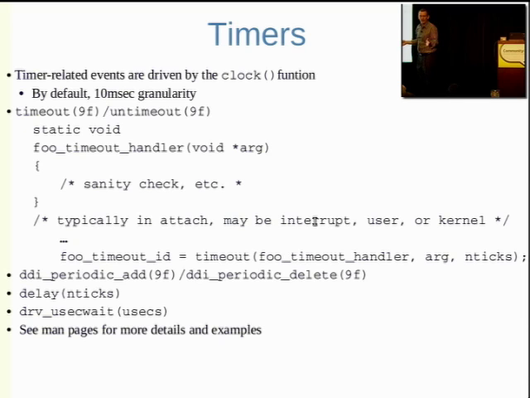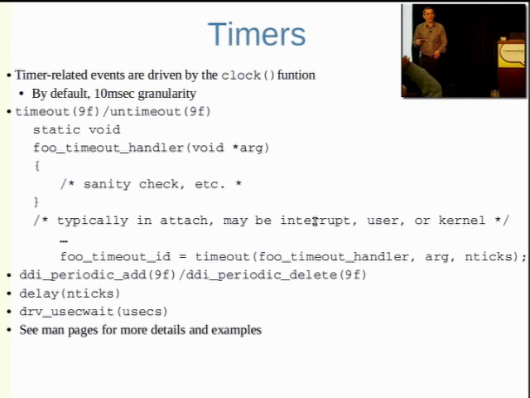Typically, you do some kind of sanity checking here. Periodic add and periodic delete basically are using timeout, but you don't have to reschedule. In other words, it will periodically go off. Again, 10 millisecond time granularity. Delay basically sleeps. Switch out, let somebody else run. DRV usec wait, busy loops.